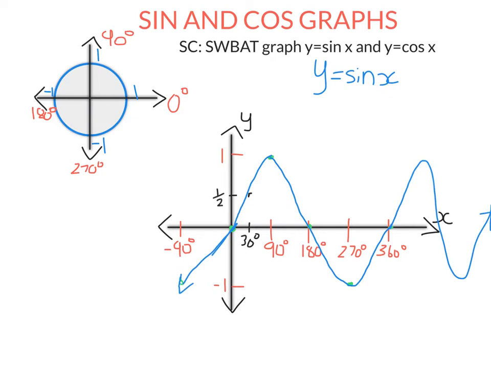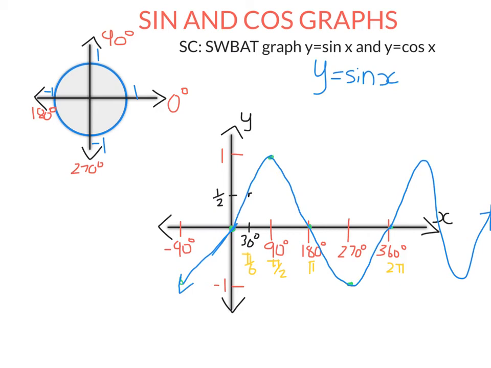Just be aware that I've graphed y equals sine x in degrees because the x was in degrees. If you wanted to graph it in radians, the graph would look exactly the same. It's just we'd have a different scale on the x-axis. So this would be pi on 6, pi on 2, pi, and so on all the way up to 2 pi. So that is the graph of y equals sine x.